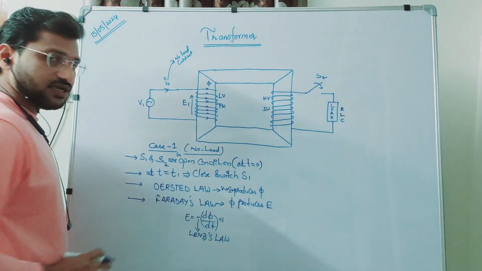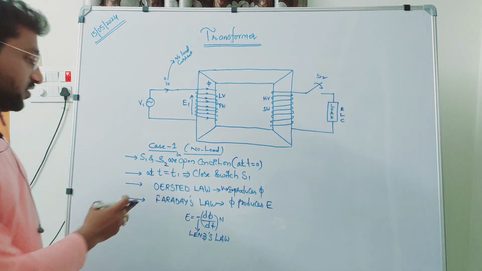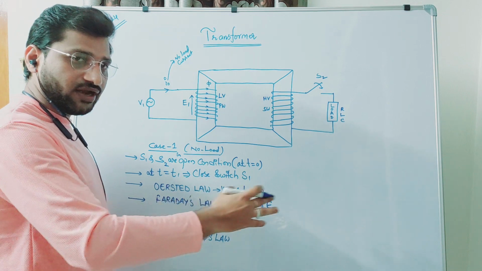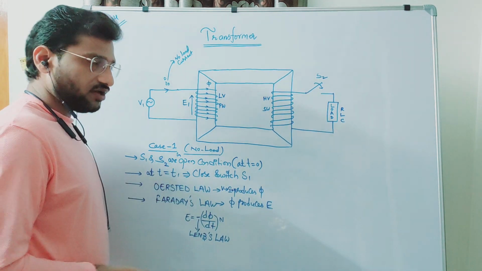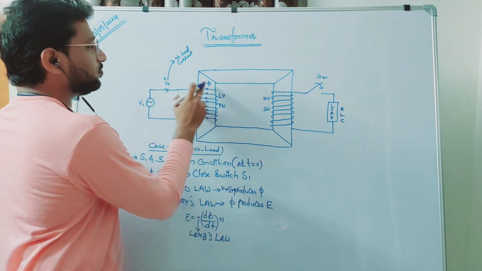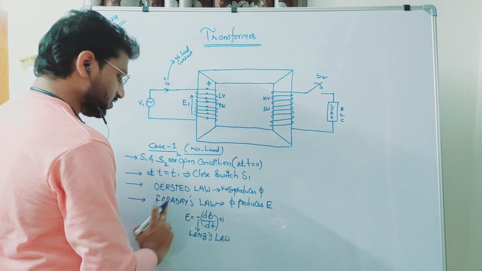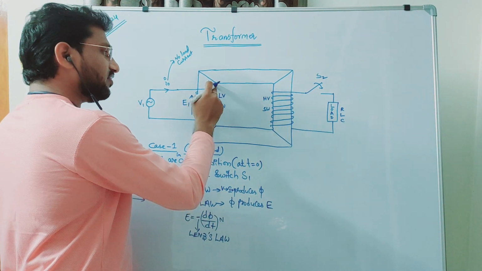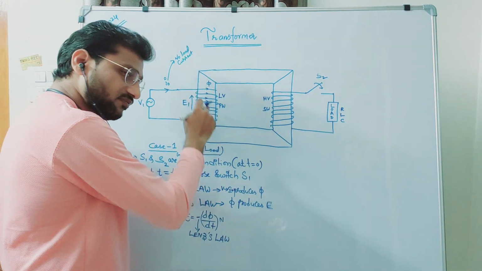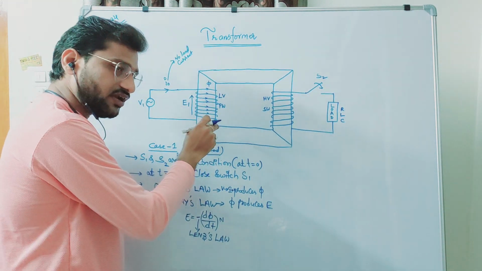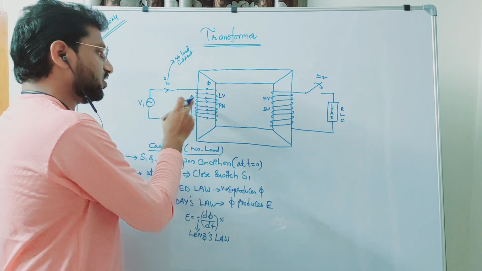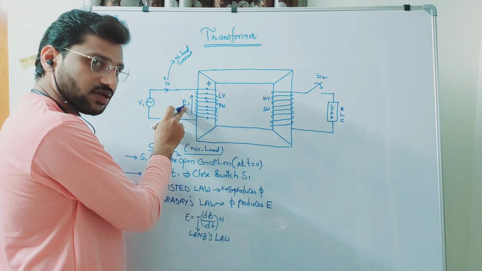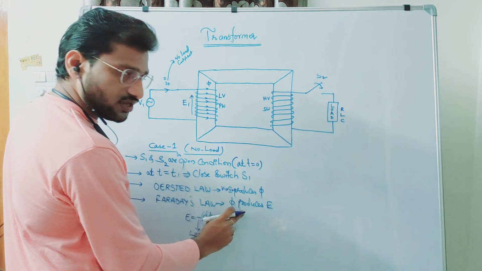This is due to Lenz's law. So that means there are three laws working in tandem. One is Oersted's law, because of which this current is going to produce flux. Second one is Faraday's law: because of this flux, when it is linking with the same winding where it is actually produced, it is going to generate some EMF. That is because of Faraday's law.